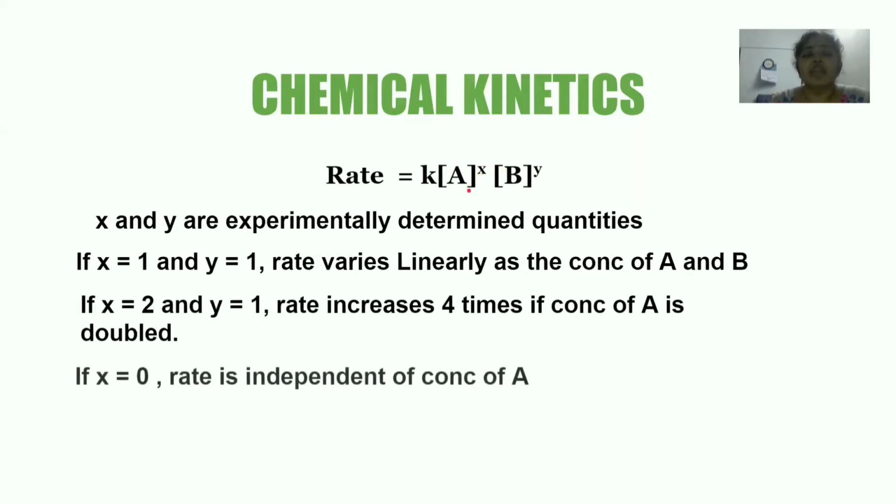For example, now if I have x equal to 0, this term x becomes 0. So if x is 0, that means A is raised to 0. And what is A raised to 0 according to indices? We know that anything raised to 0 is 1. So I get rate equal to K into 1 into B raised to whatever value y.